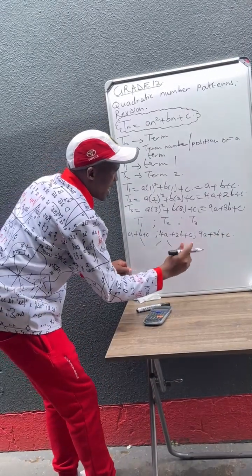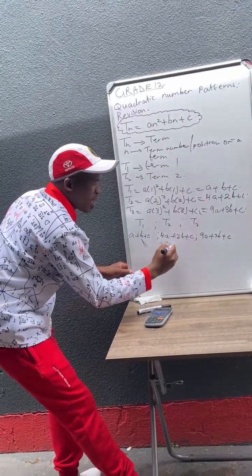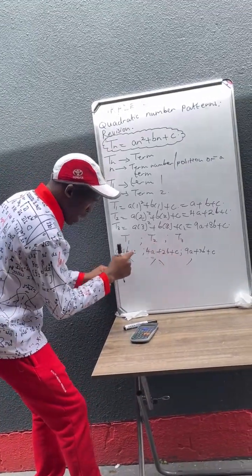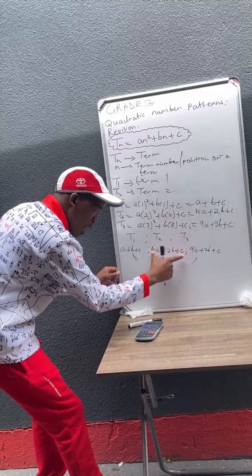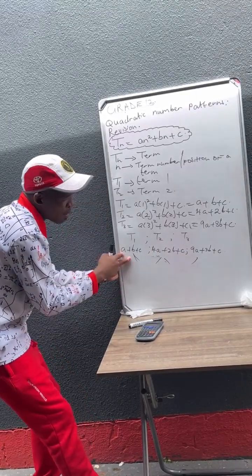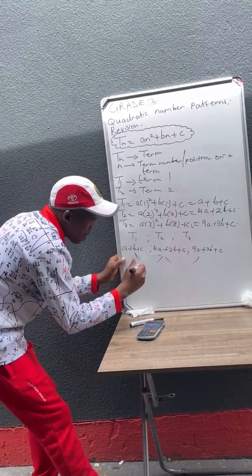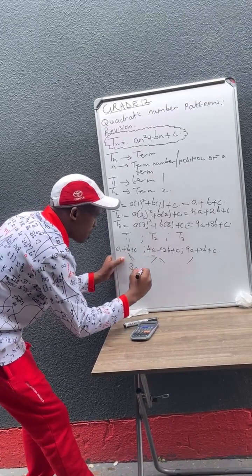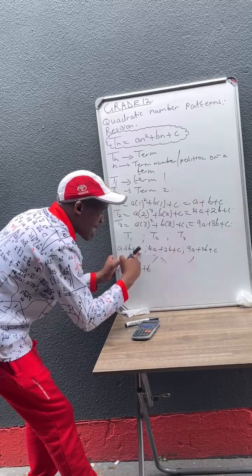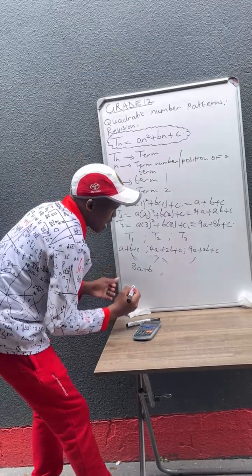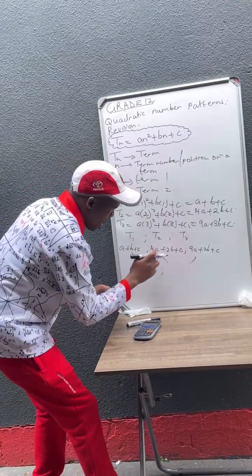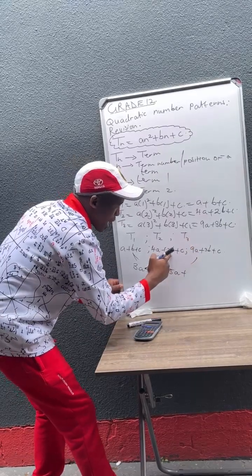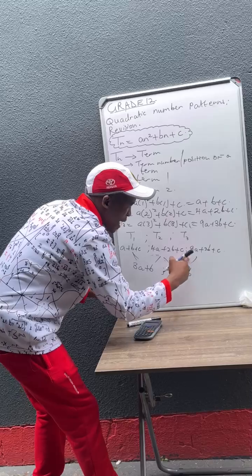Now I'm going to find the difference. T2 minus T1: 4a plus 2b plus c minus a plus b plus c. So 4a minus a becomes 3a. Then 2b minus b becomes b. c minus c is 0. So I'll leave it in that particular case. Then 9a minus 4a becomes 5a, plus 3b minus 2b becomes b. c minus c is 0.